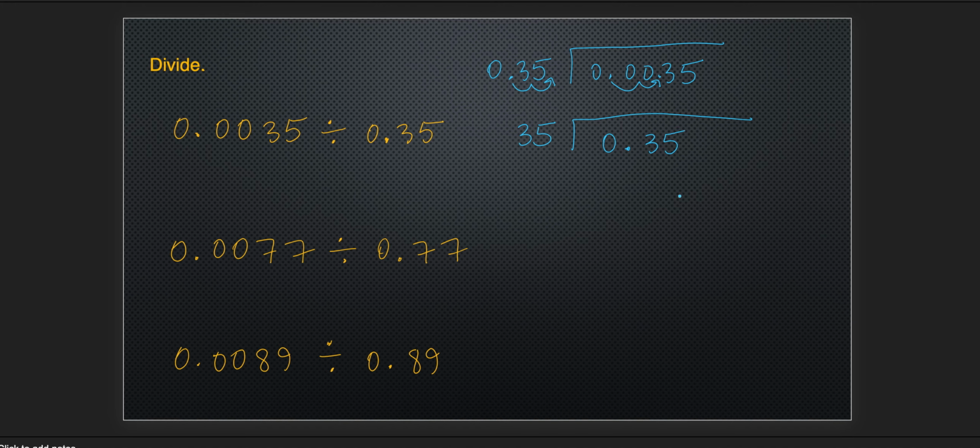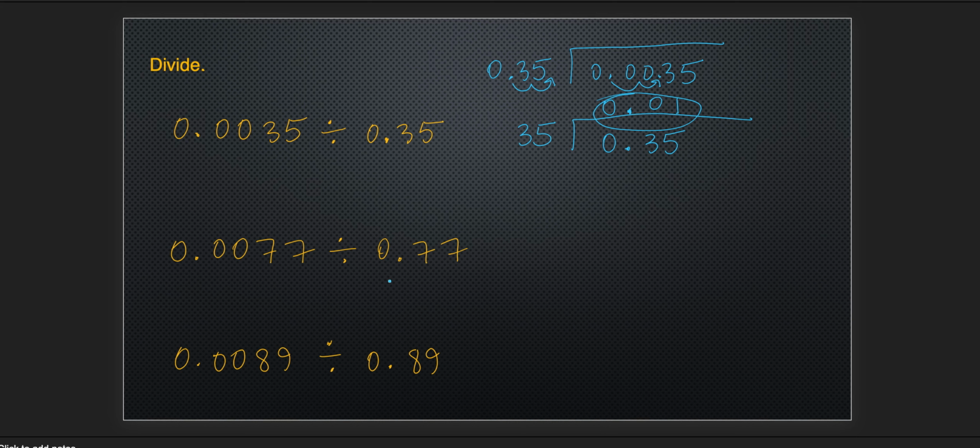35 into 0.35. So what you do is you look at 35 into 0 is 0. Write your decimal. The decimals line up in division as well. 35 doesn't go into 3. Okay, so 0. 35 goes into 35. This is what we do, is look at the whole number as we stretch along. 35 goes into 35 one time. So 0.01 is your answer. And you can put in your calculator 0.0035 divided by 0.35 equals, and you'll get 0.01.